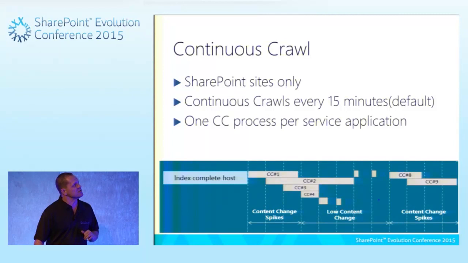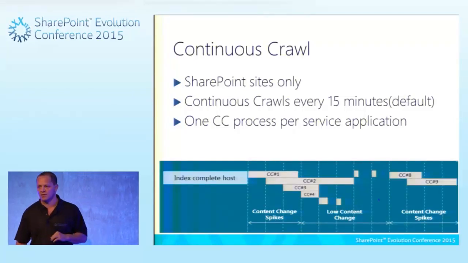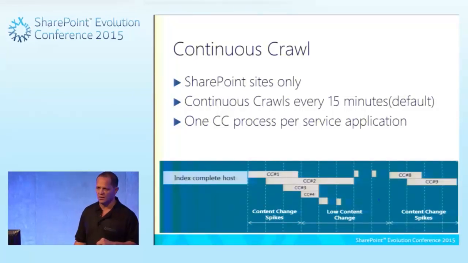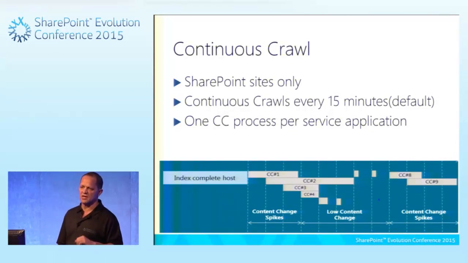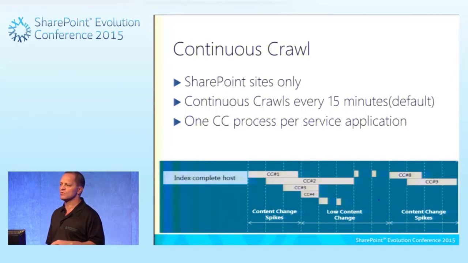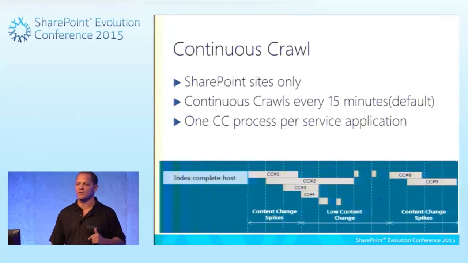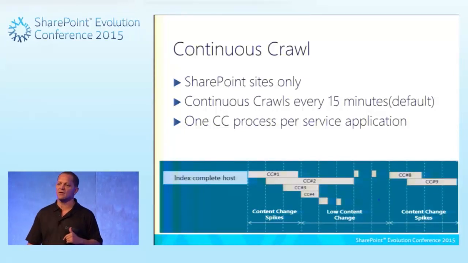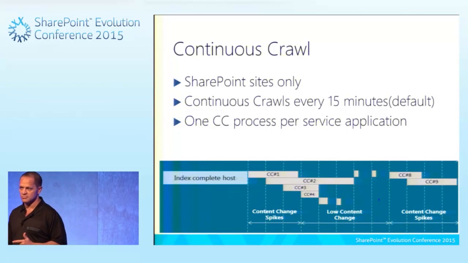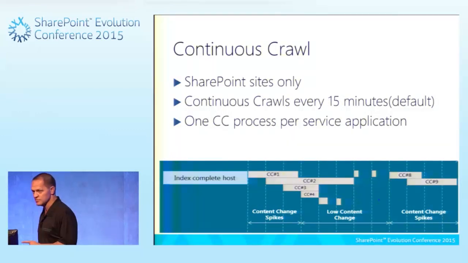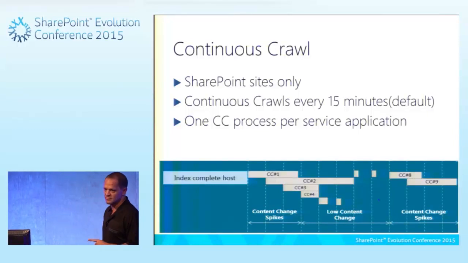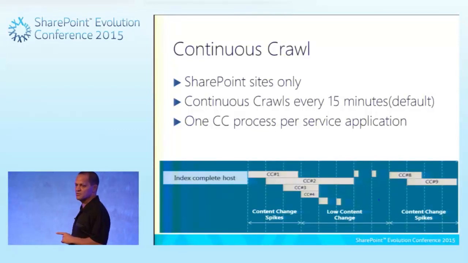One content crawl process per service application. Now, what does that mean for us? You cannot set up different schedules or change the timings for continuous crawl for different content sources, because a continuous crawl, as it says, is per service application. You also are unable to pause a content crawl. And if you do happen to stop it, it stops it for all content sources. Right, so there are a couple of limitations around it.